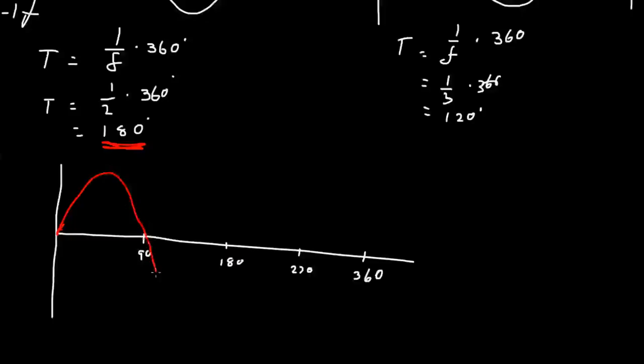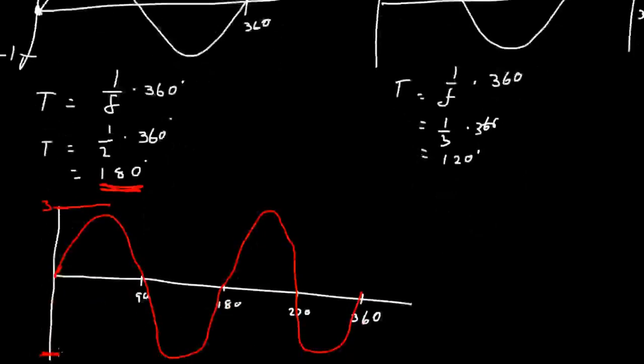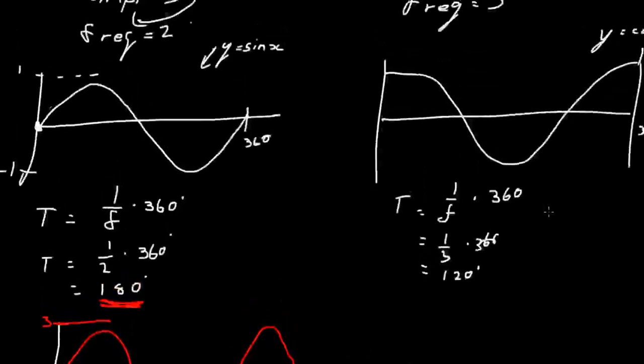See, it crosses the x-axis in the middle, which is 90 degrees. Okay, and there you go. There's your terribly drawn sine graph. And this point is 3, because our amplitude is 3, and this point is -3. Now let's draw our cos graph.